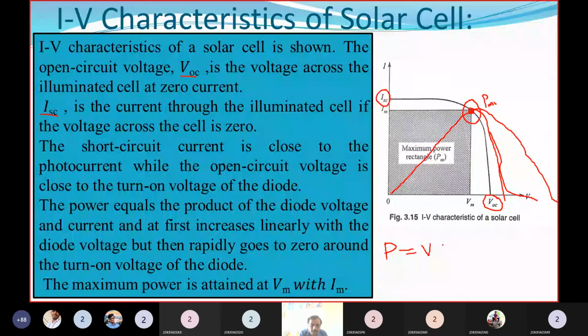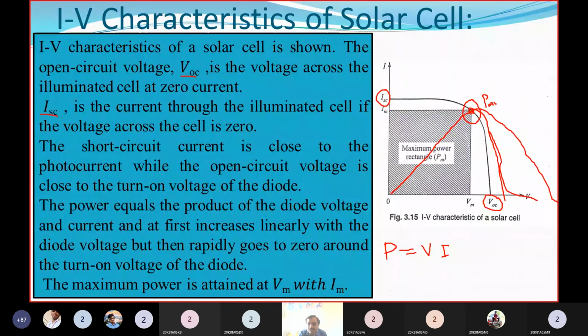Power at first increases initially with diode voltage. As I said, with increasing diode voltage, power increases like that, but then rapidly goes to zero around the turn on voltage of the diode. So power increases up to a particular value, and after that it rapidly goes to zero. The maximum power is attained at Vm and Im.